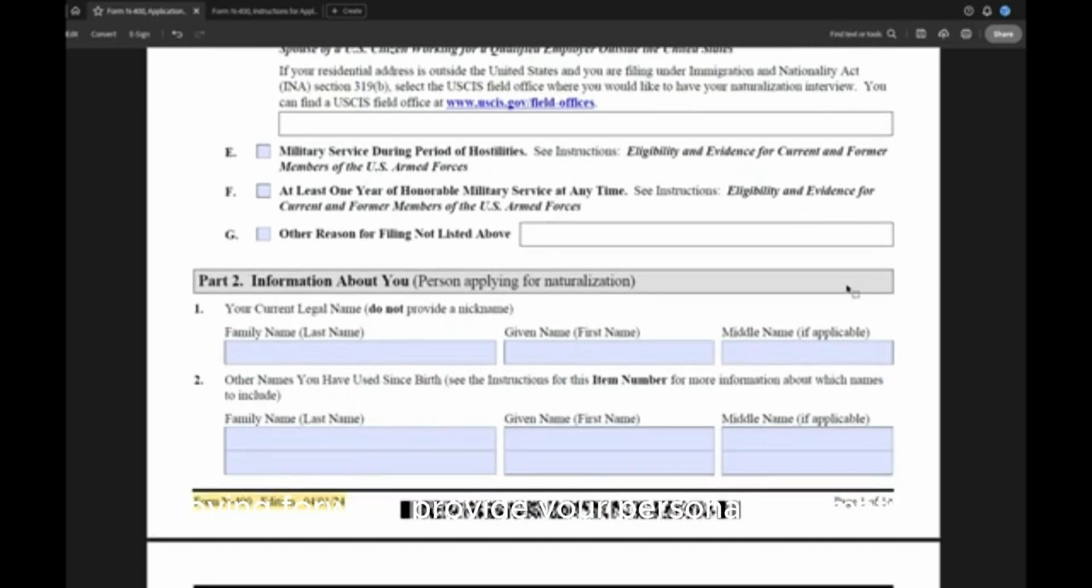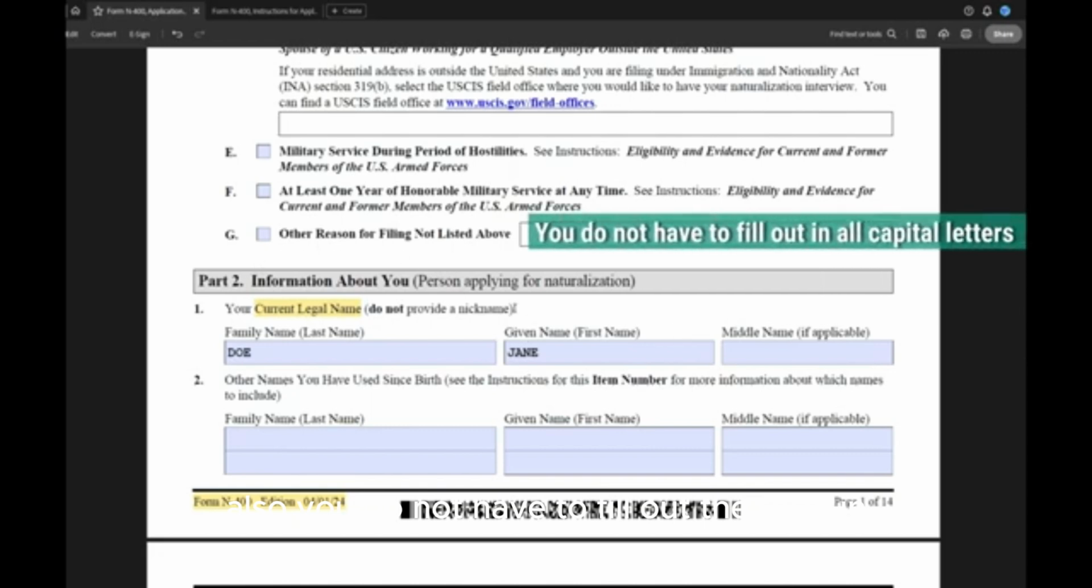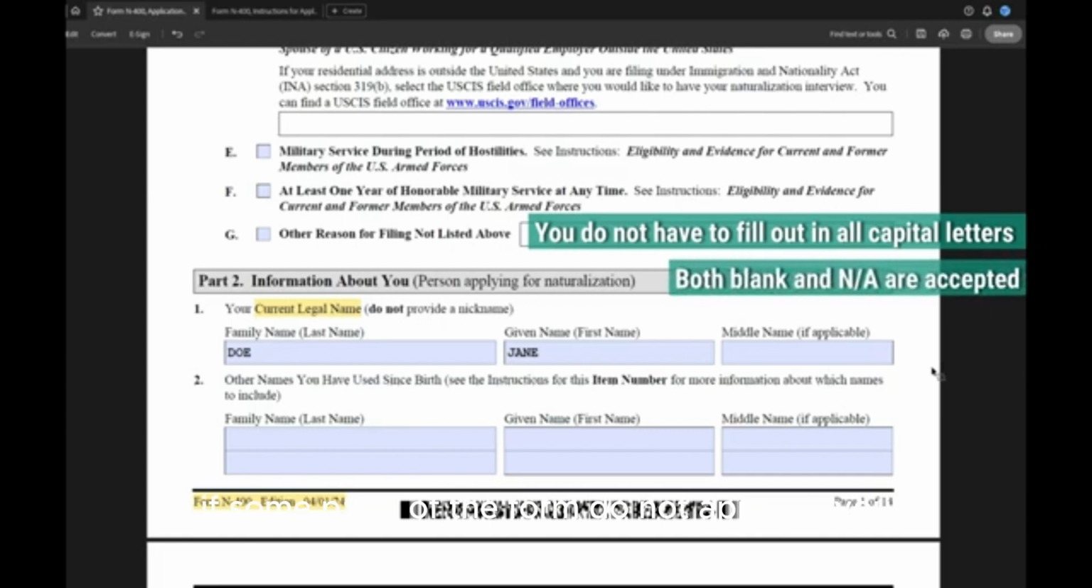Moving forward, provide your personal information, starting with your current legal name as it appears on your birth certificate, your marriage certificate if you changed your name after marriage, your foreign passport, for example. Also, you do not have to fill out the form in all capital letters, but that's just personally what I prefer. In addition, if some parts of the form do not apply to you, you may write not applicable, N/A, or leave it completely blank.